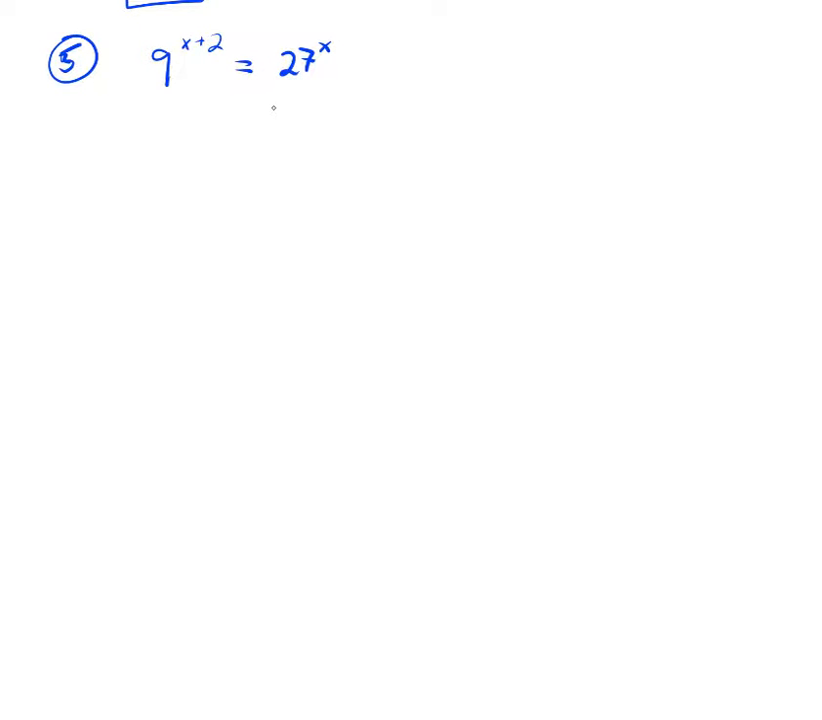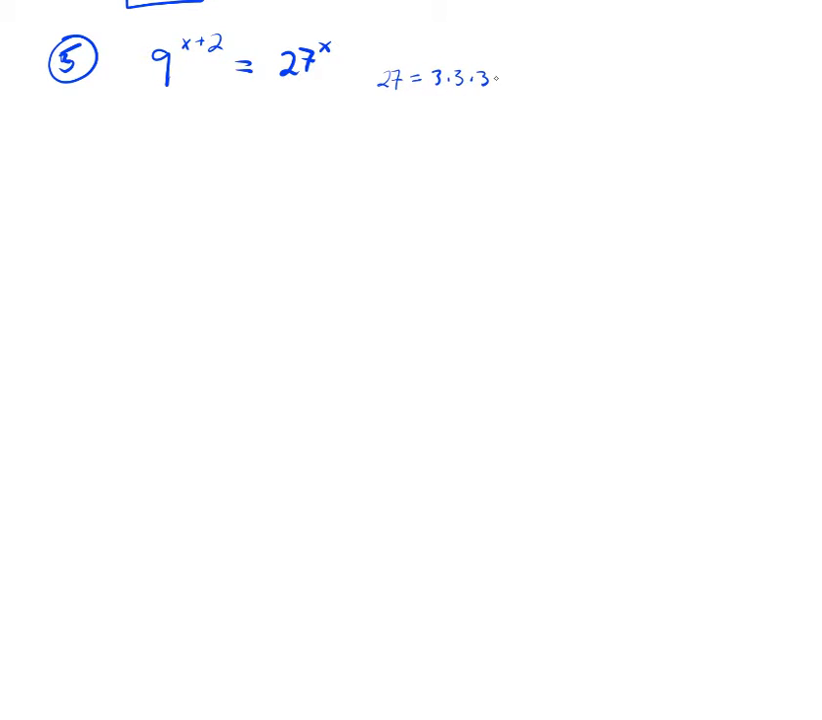But the thing is, we don't want to pick 9 as our base because it would work nicely for the left-hand side. But if we think about 27, how many 9s would I multiply together to get 27? And it's not 9, it's 3, which is a factor of 9. So we want to think, what can we break 27 down into? It's prime factorization, and that's 9, which is 3 times 3, times 3.